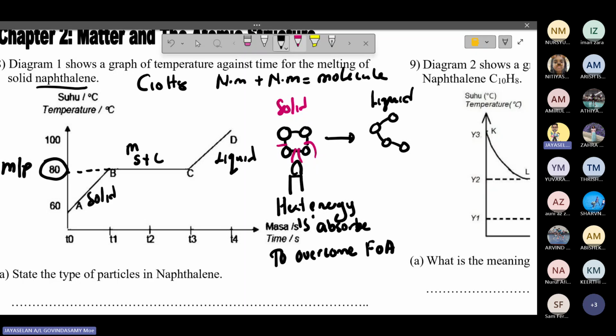Any question? Ini mana nak jawab? Why is this line horizontal? Kenapa di sini tak ada tambah? Kalau ditanya why this line is horizontal, your answer: heat energy is absorbed. Tenaga haba diserap. And one more point: to overcome the forces of attraction. Point number 2. That's all. You already score 2 marks. Any question? No question? Okay.